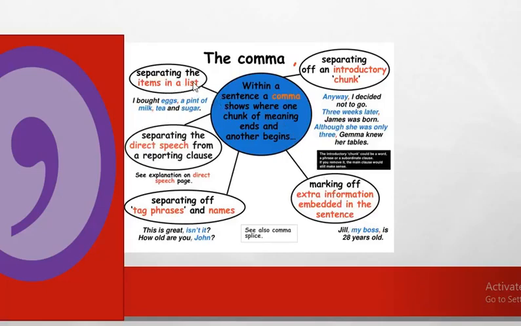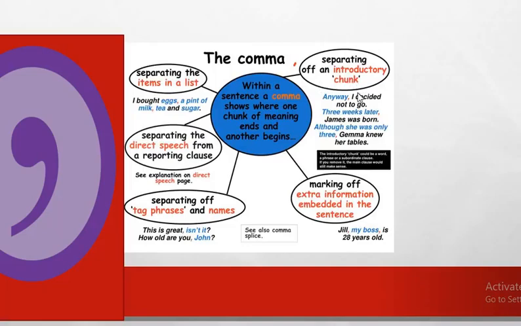Examples: separating the items in a list. I bought eggs, a pint of milk, tea and sugar. Separating the direct speech from a reporting clause. Separating tag phrases and names. This is great, isn't it? How old are you, John?